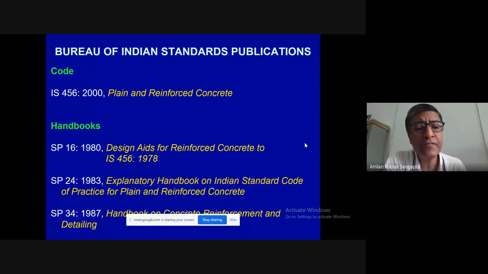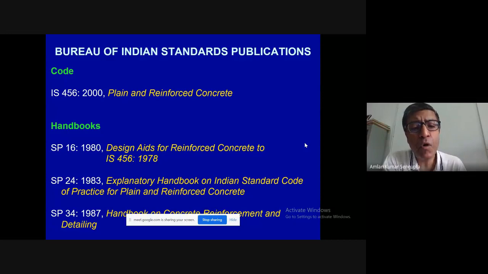The SP24 is an explanatory document. The title says Explanatory Handbook on the Indian Standard Code. That means the background theoretical information of IS 456 is explained in SP24.